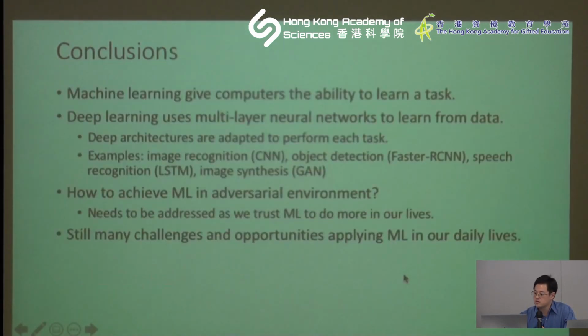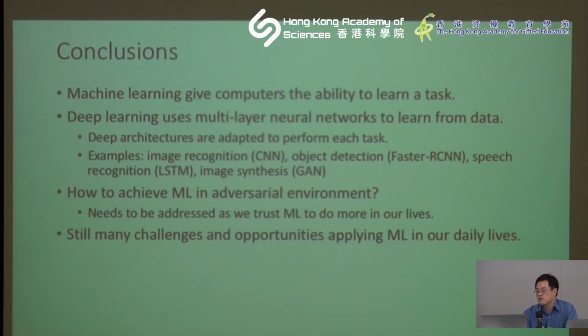Okay, so finally, to conclude, we've talked about machine learning as a way to give computers the ability to learn a task. Okay, and we also showed some examples of deep learning using neural networks and showed that the architecture is important to adapt to different tasks. Okay, and Cong talked about the problems with machine learning in adversarial environments.